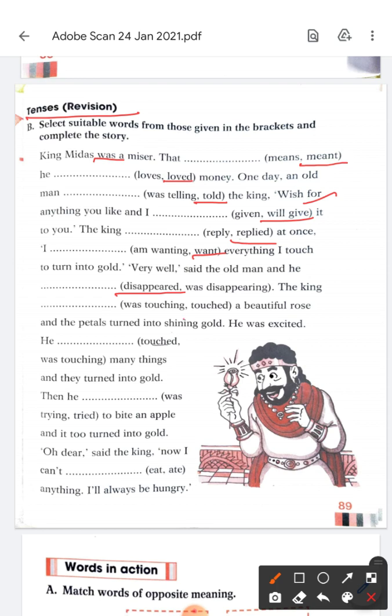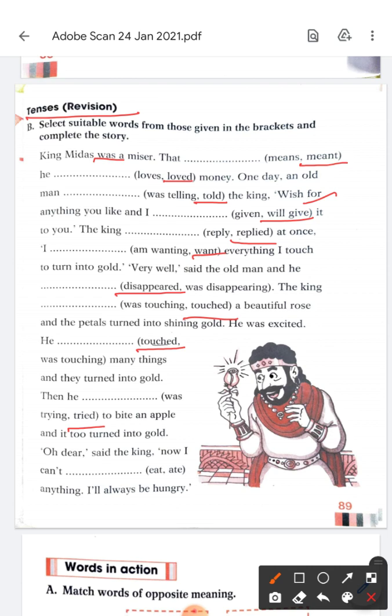The king touched a beautiful rose, and the petals turned into shining gold. He was excited. Eh? He touched many things, and they also turned into gold. Then he tried to bite an apple. Now, can you imagine what must have happened? He tried to bite an apple and it too turned into gold.